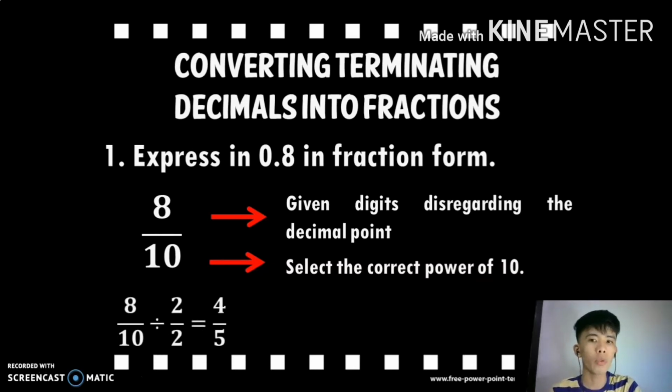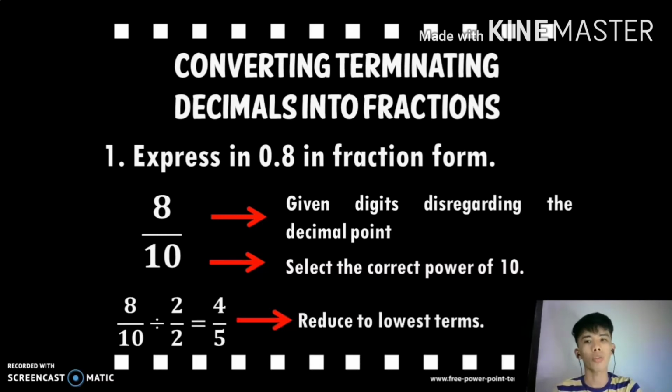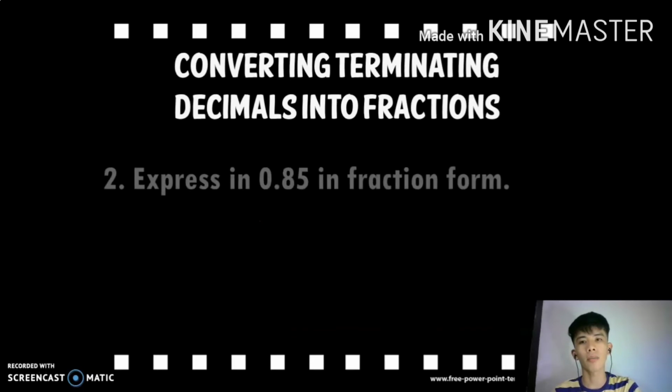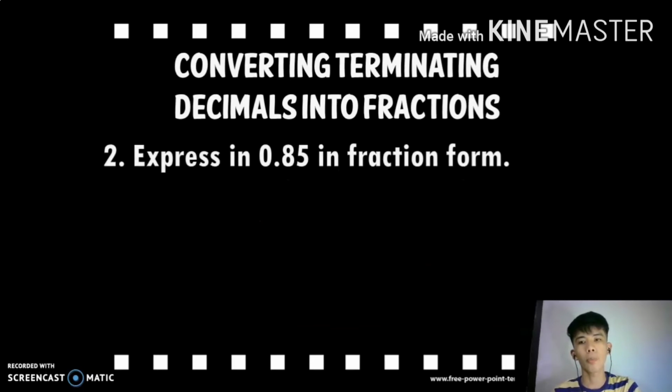So, after that, you have to lowest term or to simplify. 8/10 can be divisible by 2. So, 8 divided by 2 is 4. 10 divided by 2 is 5. So, yan, lowest term lang. So, 0.8 is equivalent to 4/5. Next. Express 0.85 in fraction form.